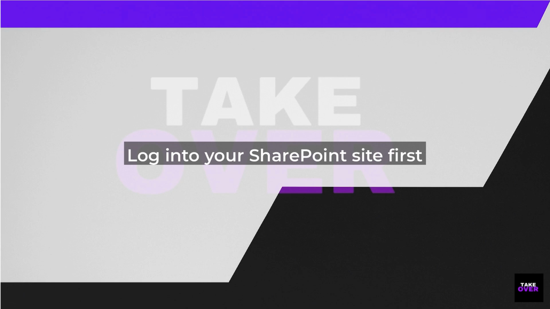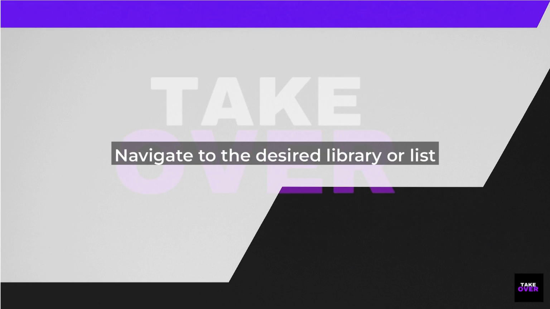First things first, make sure you're logged into your SharePoint site. If you haven't already, head over to office.com and sign in with your Microsoft account. Once you're in, navigate to the specific site, library, or list where you want to set up alerts. For example, if it's a document library, click on it from your site homepage.